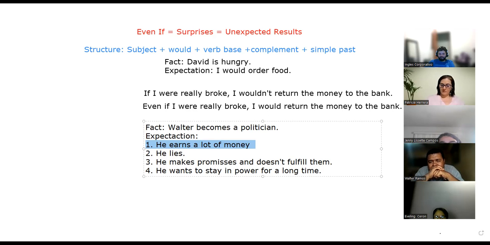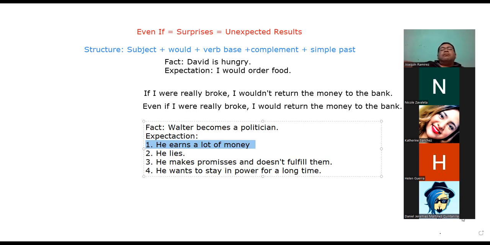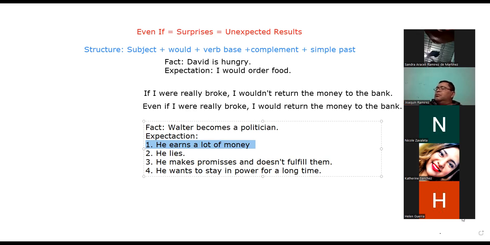All right. Walter, do you want to give me another one? Even if Walter became a politician, he would give out his money to charity. Donate his money to charity. All right, that one is good because nobody expects that from a politician, right? Yeah. Very good, very good. All right, very good. Good job, right?